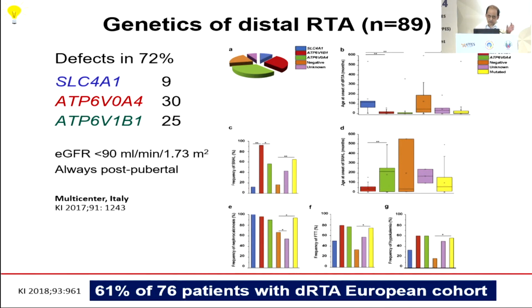There is a small proportion of orphan distal RTA where we still don't know the gene, and there are a number of genes proposed, but currently we still are left with these genes, and they are listed here. This is a study from Italy wherein they showed the common defects. We won't go into details on this, and we'll briefly discuss this later. And similar data was seen from another European cohort wherein they showed this.